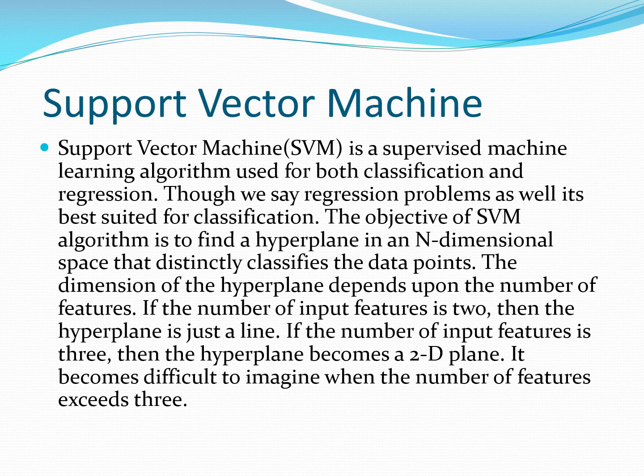The dimension of the hyperplane depends upon the number of features. If the number of input features is 2, then the hyperplane is just a line. If the number of input features is 3, then the hyperplane becomes a 2D plane. It becomes difficult to imagine when the number of features exceeds 3.